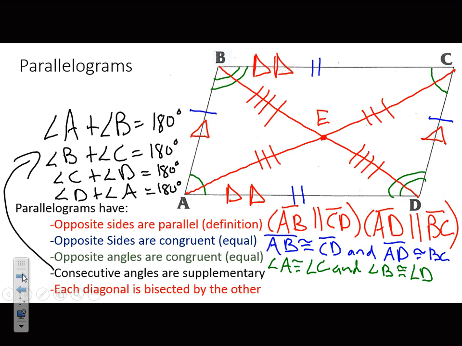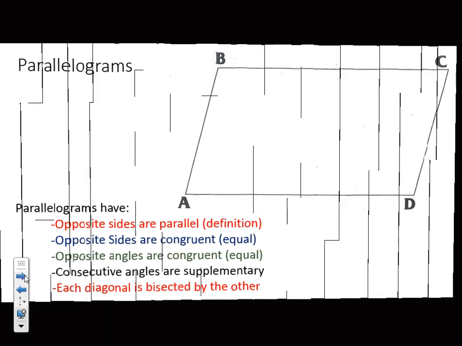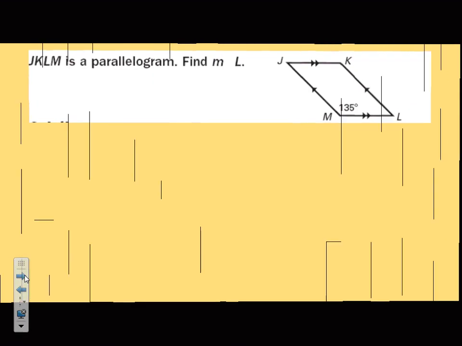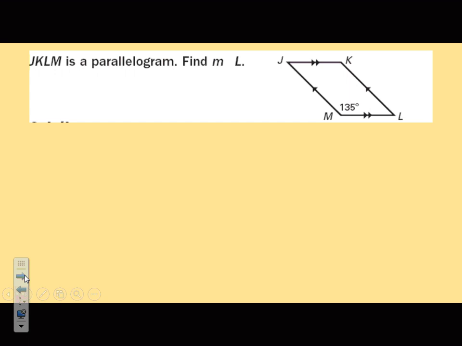All right, we're going to move on to some examples of how we're going to use these rules. Our first example here is the parallelogram JKLM. We need to find the measure of angle L. So if we look at this picture, our goal is to find this. Now, M and L are right next to each other, so they are supplementary, which means that they add up to 180. So the measure of angle M plus the measure of angle L equals 180.